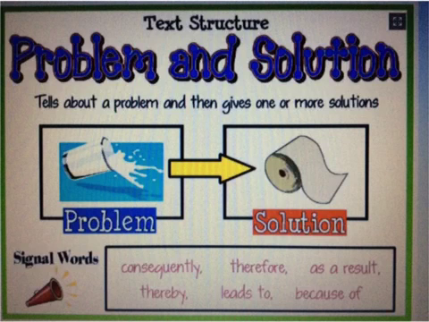Next, we have problem and solution. Usually the problem is described and then at least one solution, but sometimes more solutions are offered. Some signal words down there that you will see with problem and solution, such as consequently, therefore, as a result, thereby, leads to, and because of.